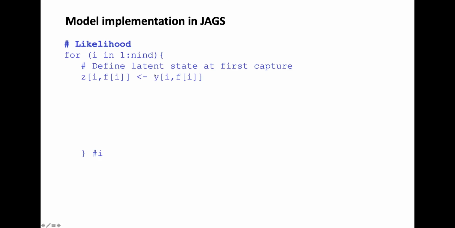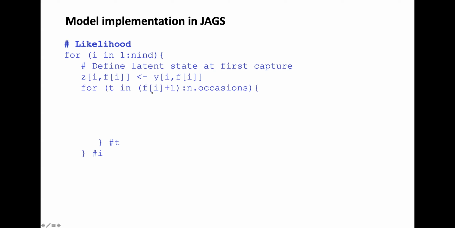Okay. So we've done that for the first encounter. It's going to be just the observation in which state you were observed at the first encounter, right? So either in site A or site B. You can't be dead, so it's never going to be 3, the observation non-detection.